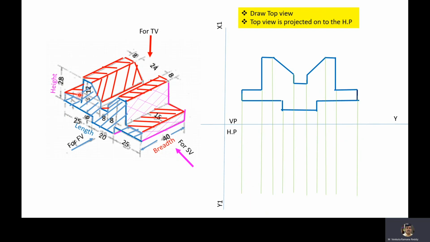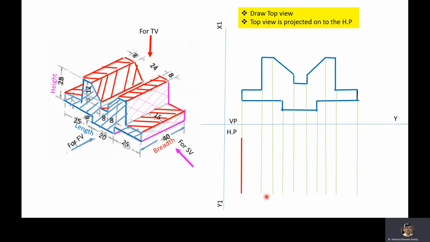In the case of top view, we are able to see this breadth line and this length line, and this inclined rectangle and this lower rectangle are also visible, and this rectangle is visible, whereas the inside breadth line is not visible. That's why this breadth line and this breadth line are dotted.